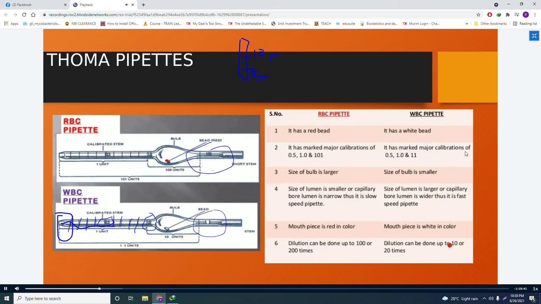Then, class, meron tong kasama, when you buy this, it comes with a mouthpiece. Mouthpiece, again, pag white in colors, WBC siya. Pero we do not use mouthpiece anymore, class. We do not recommend the use of mouthpiece kasi we don't want mouth pipetting. Ayaw natin mapunta yung dugo sa bibig natin. We don't do that. Then, dilution can be done 10 or 20 times kapag sa WBC pipette and 100 to 200 times pag RBC pipette. So again, I'll discuss that on the next slides.